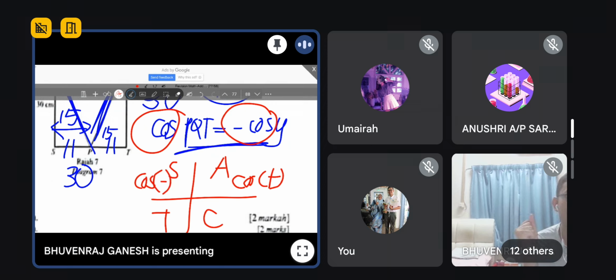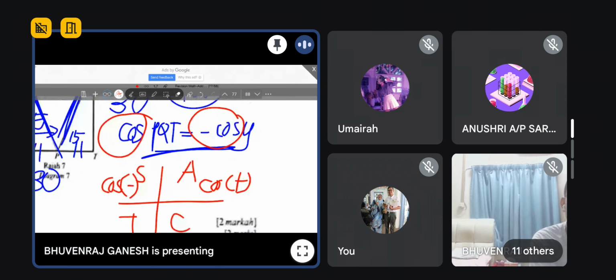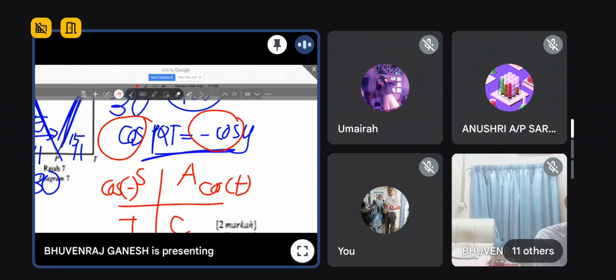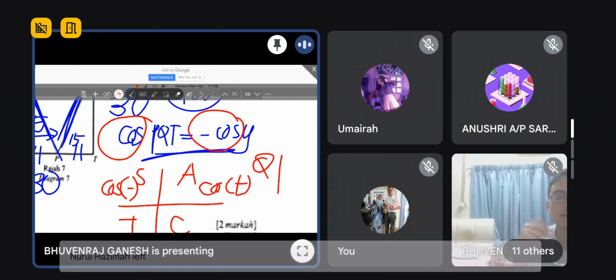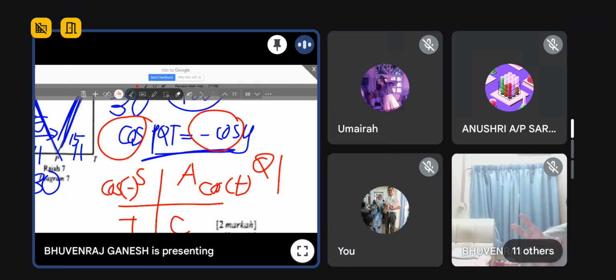So guys, can you all understand why cos PQT is the negative of cos Y? Because PQT is an acute angle, sudut tirus. Sudut tirus quadrant keberapa, guys? Quadrant 1. Am I right? Acute angle is in quadrant 1, from 0 to 90. Quadrant 2 is for, what's the name? Obtuse angle, sudut cakar, 90 to 180 degrees.